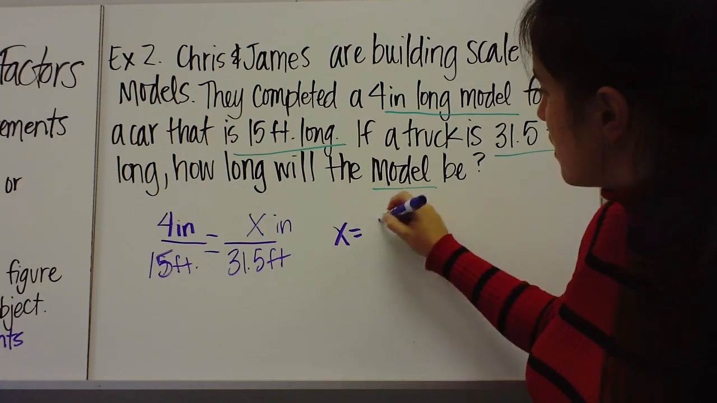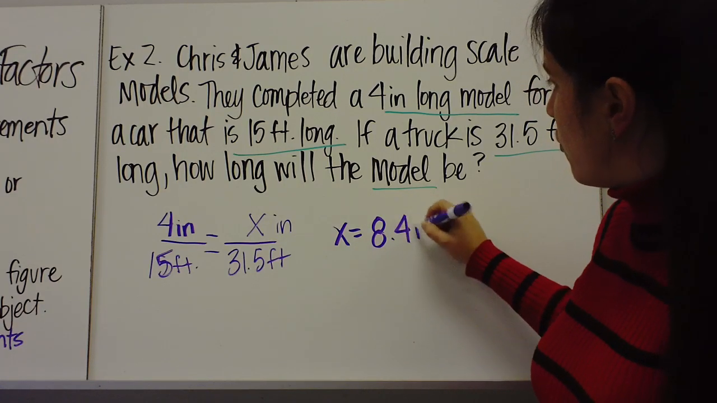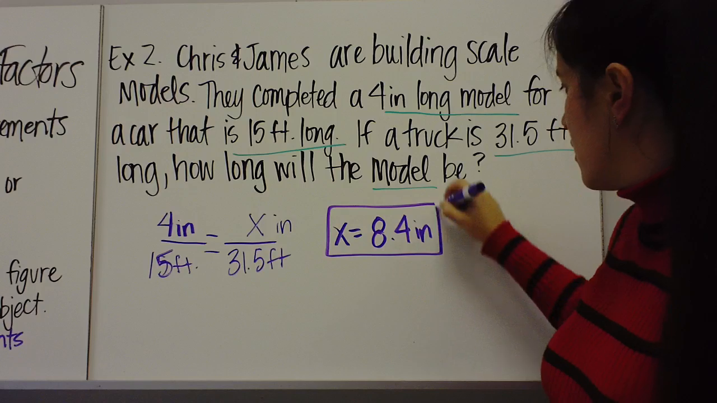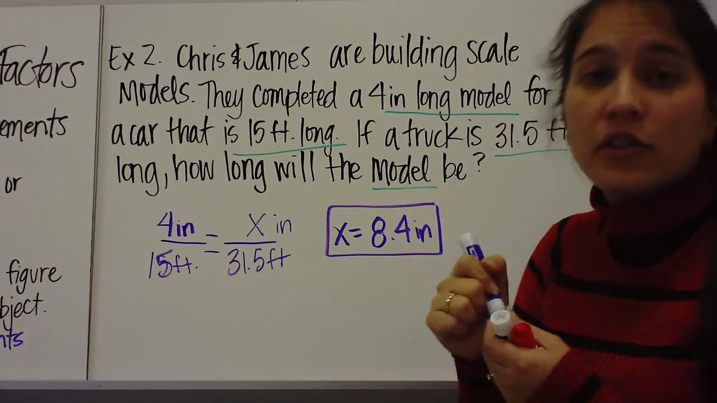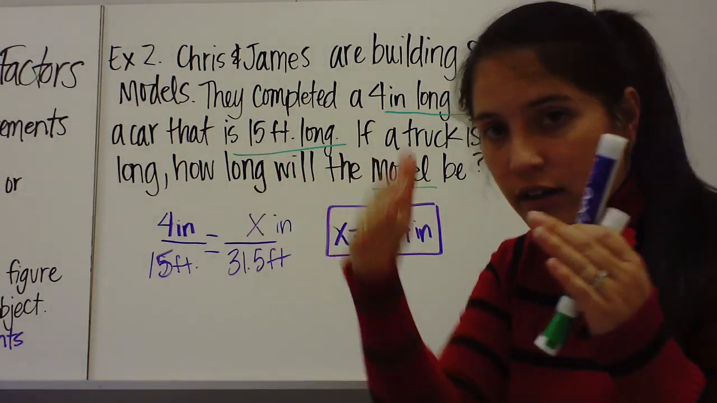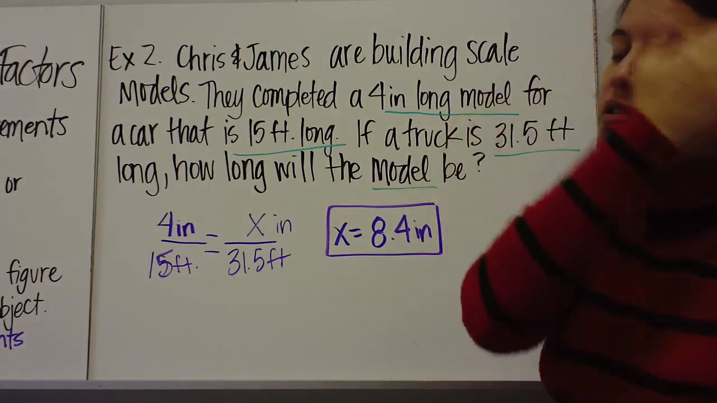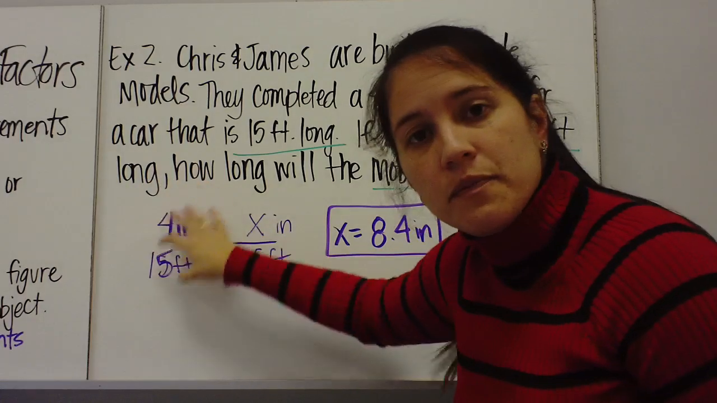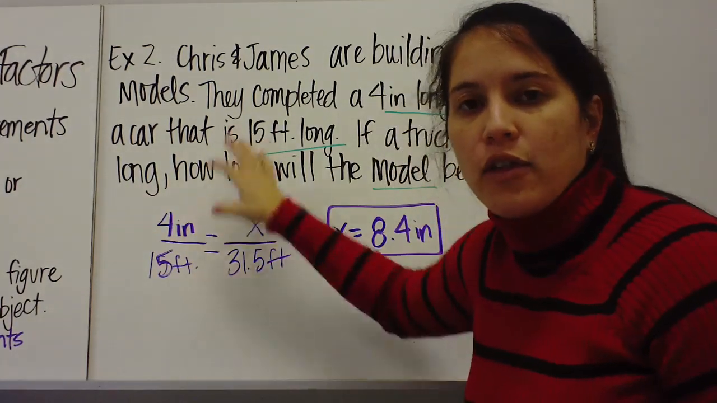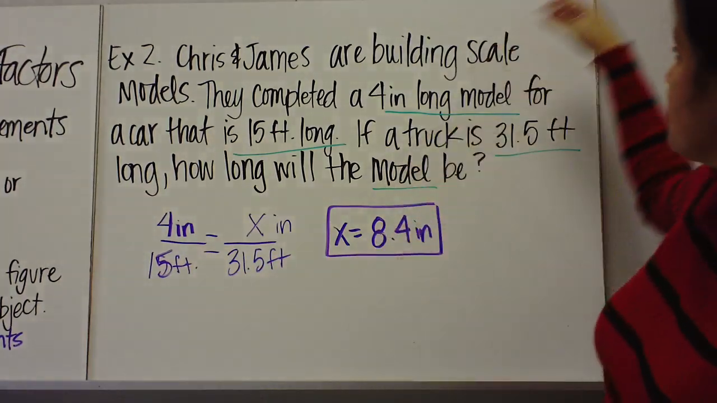And x equals 8.4 inches. So that would be the model, inches would be the small truck. And the real truck is 31.5 feet. So again, you start with the scale, and then you put in that third value, either top or bottom.